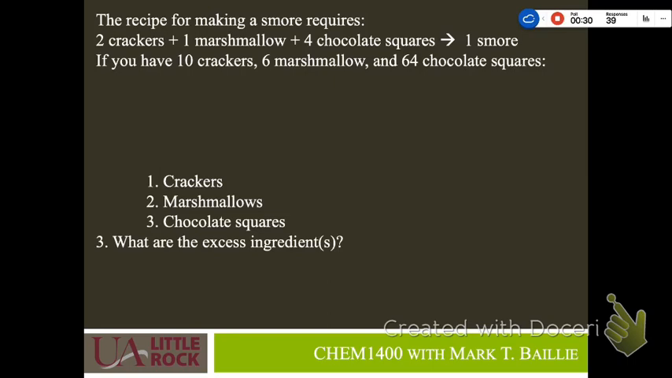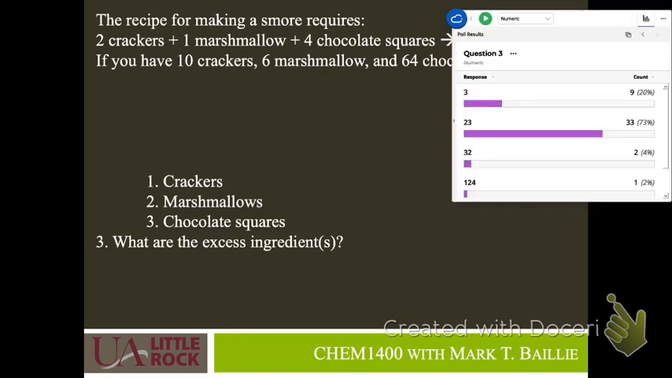Okay, a couple more seconds. Closing out. So we have a mix between, let me pull it up, 3 and 2 and 3. What do we think?